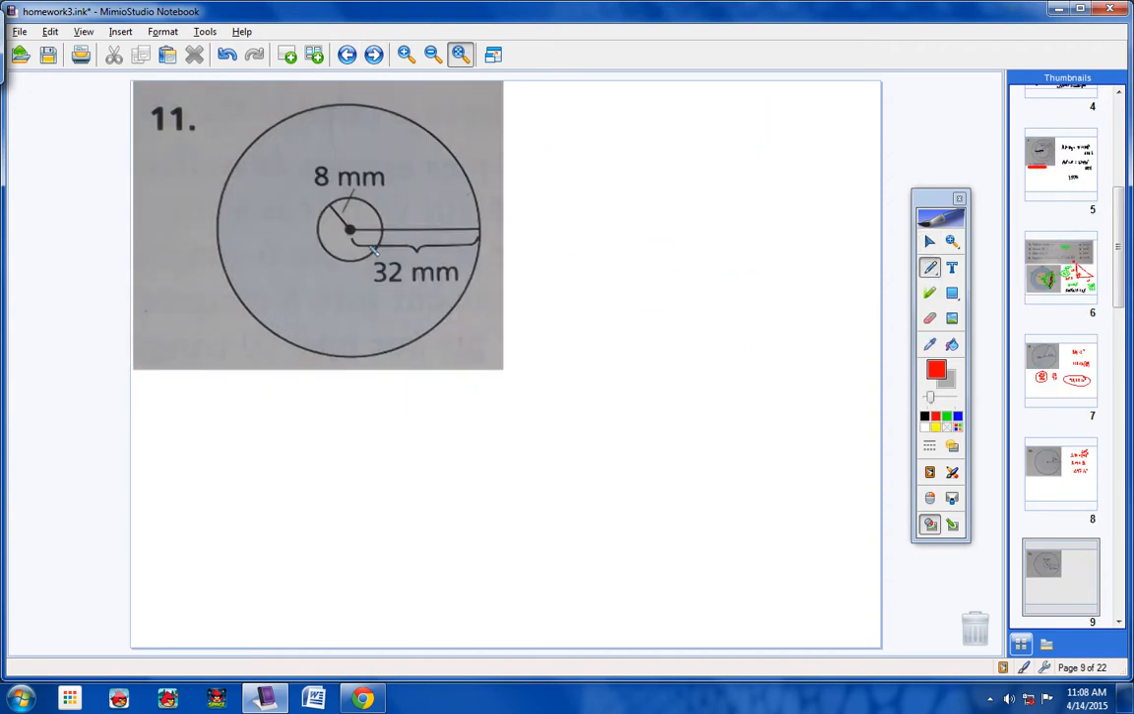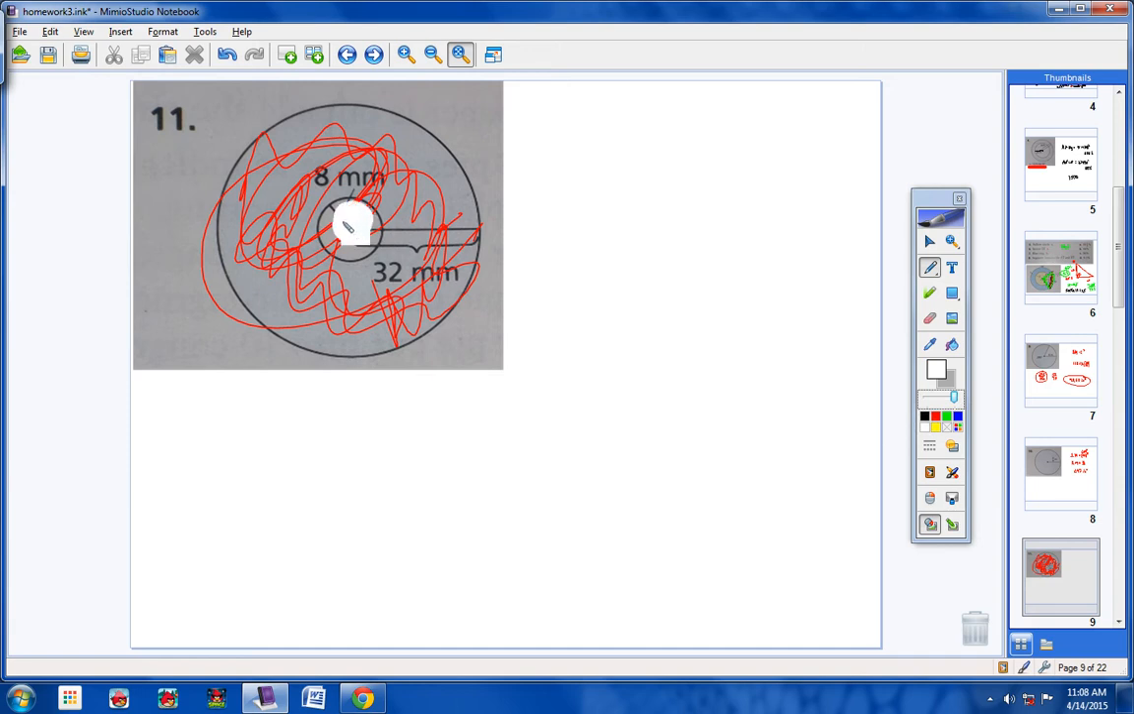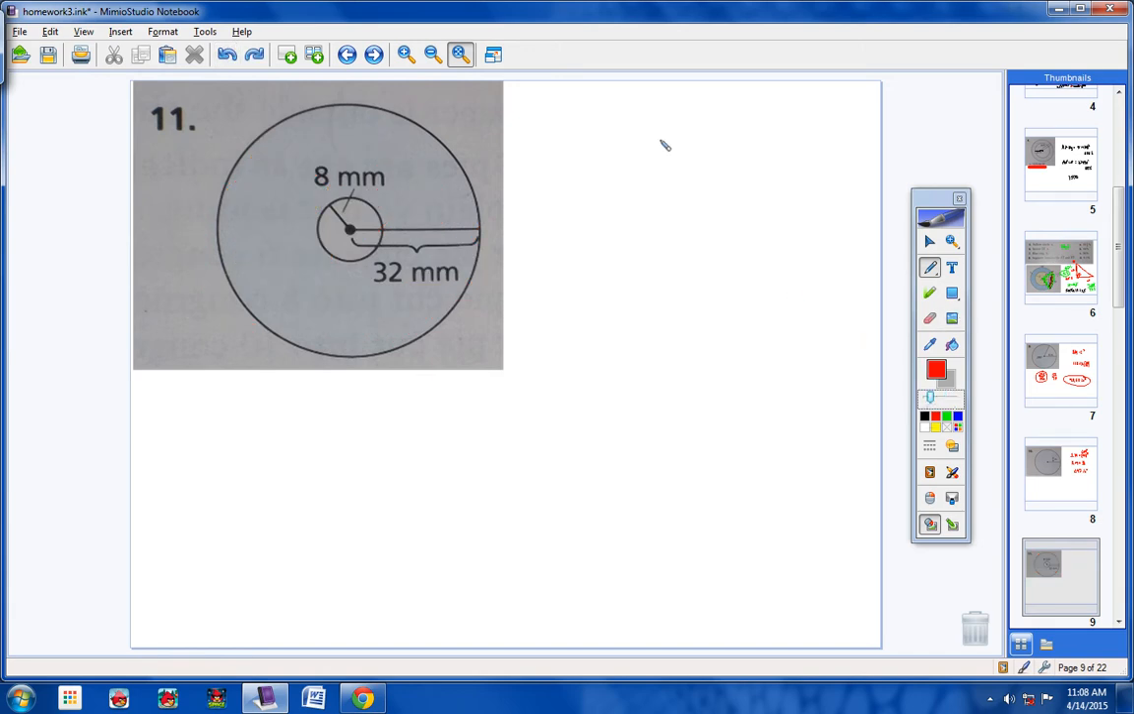Alright, number 11. They want us to find the area of this outer ring right here. Now, like I've said before, guys, what I would think the easiest thing to do is to find the entire area of that whole circle, and then find the area of this little white circle right here, and subtract it out, and you're left with the area of the outer ring. Okay, so with that in mind, here we go.